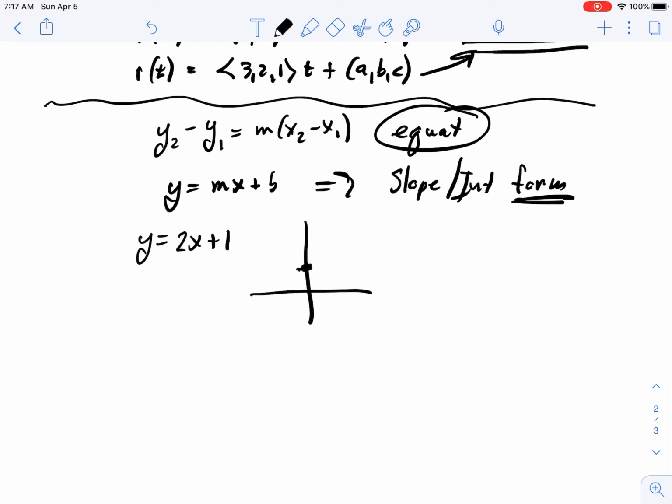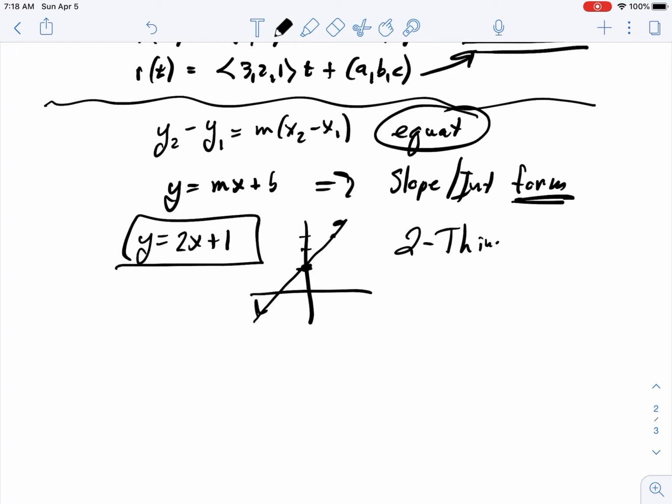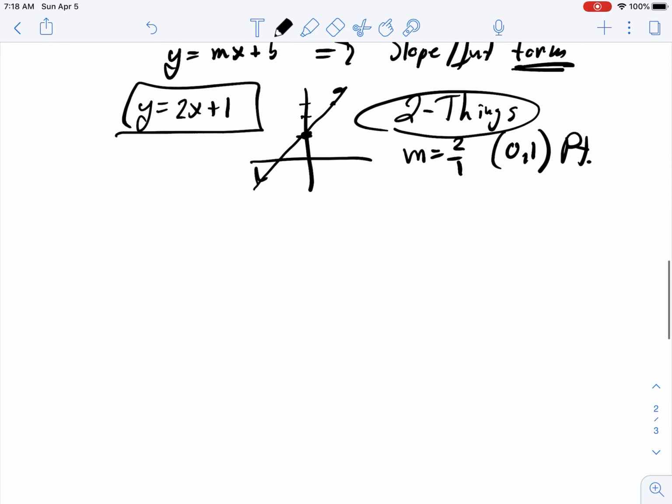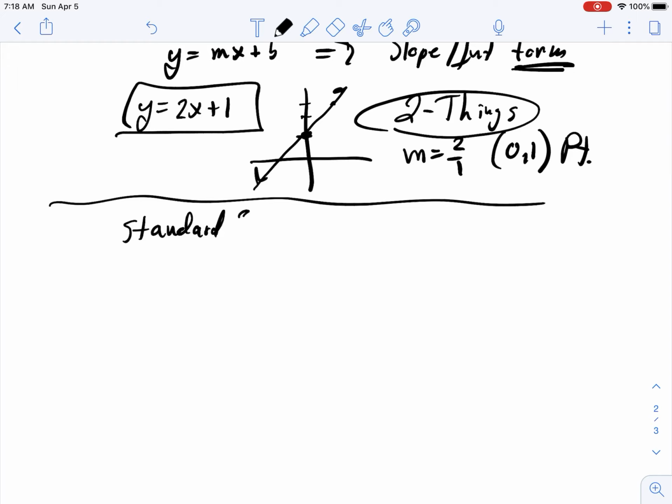Again, that's a form. So if we have, let's say, an equation y equals 2x plus 1, graphing that out, we have 1, so 2 over 1. So what can we get out of this slope-intercept form? Well, we get 2 things, right? We get the slope, 2 over 1, and we get the intercept 1. So 2 things.